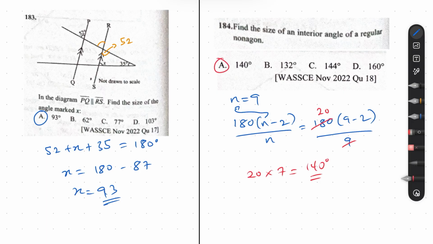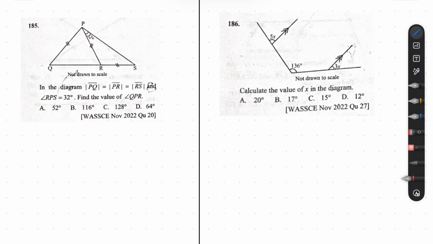Let's move on to question number 185. The question says, in the diagram, the length of PQ is the same as PR and is the same as RS. So these three lines are equal. What that means is this triangle is isosceles, and also this triangle is isosceles. Now let's take the triangle PRS. In that triangle, these two sides are the same, so these two angles will be the same. That means this angle here is also 32.